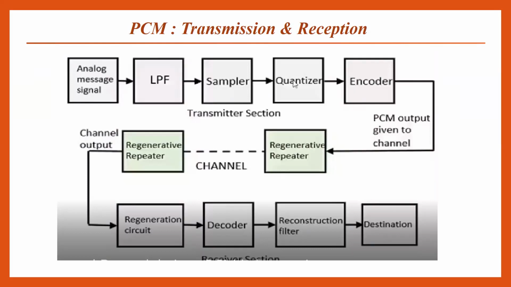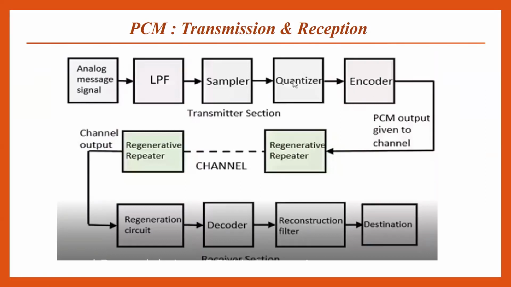For example, if we set 2 bits, the quantization level will be 2 raised to power n, where n is the number of bits. So 2 raised to power 2 means 4 quantization levels will be present. In this particular experiment, we will show the demonstration with 7 bits. So that means 2 raised to power 7, that means 128 quantization levels are set here. And this is up to encoding.